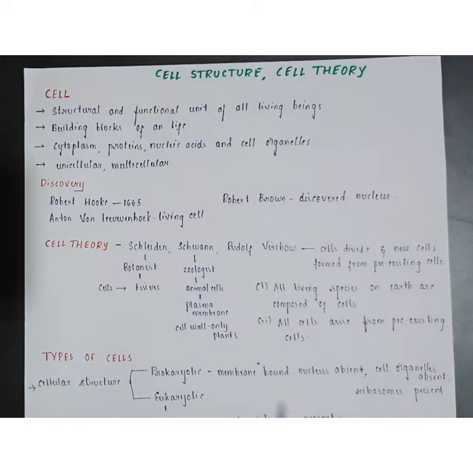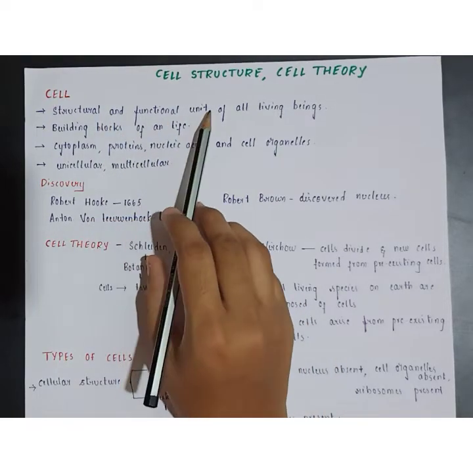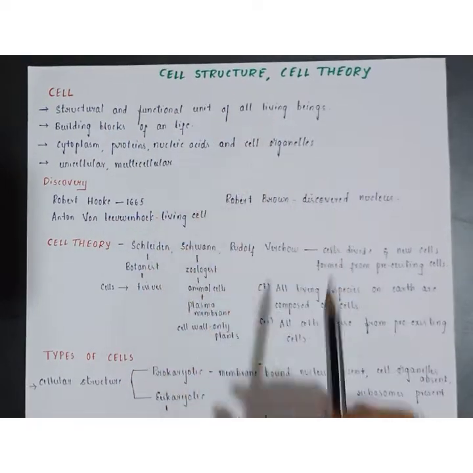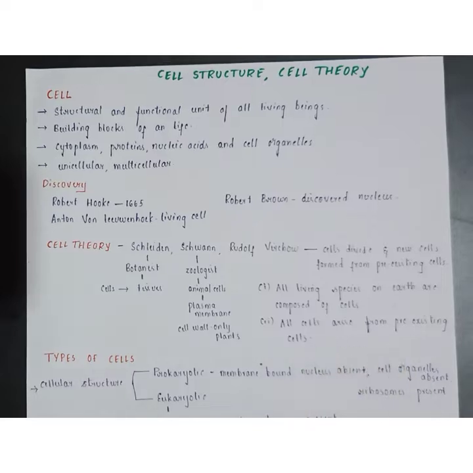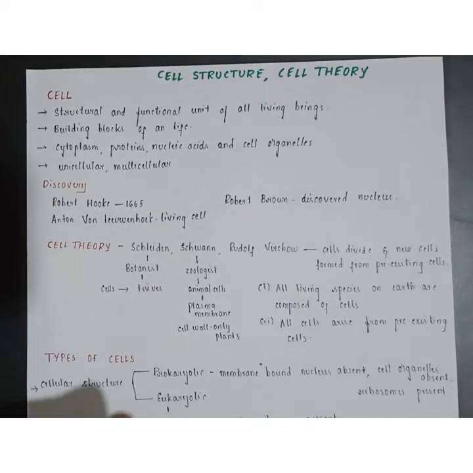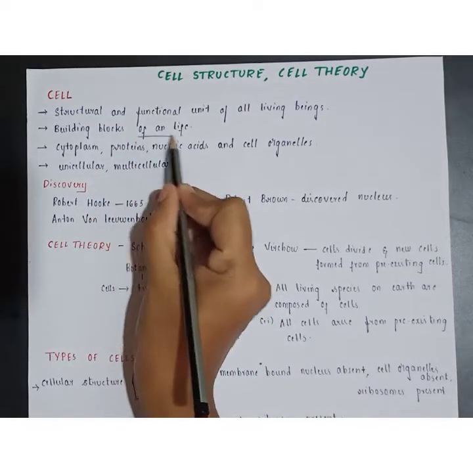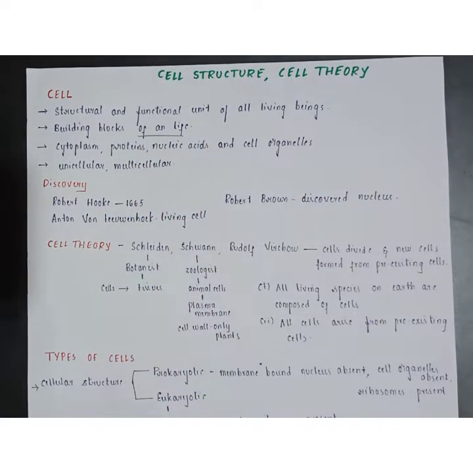So first, let us learn about what is meant by a cell. A cell is known as the structural and functional unit of living beings. Structural unit means it provides the entire structure to the organism, and functional unit means it carries out certain functions which are responsible for the functioning of an organism. Hence it is known as a structural and functional unit, and cells are called the building blocks of life or living organisms.